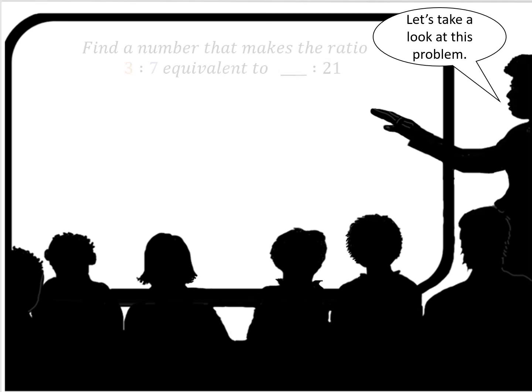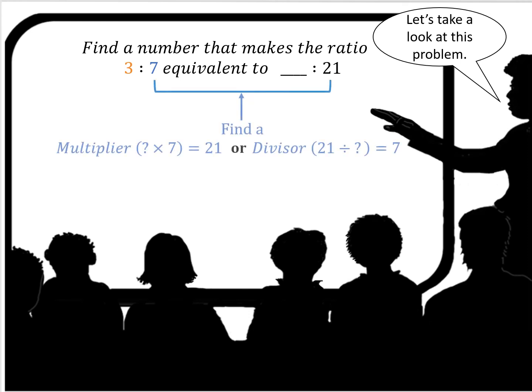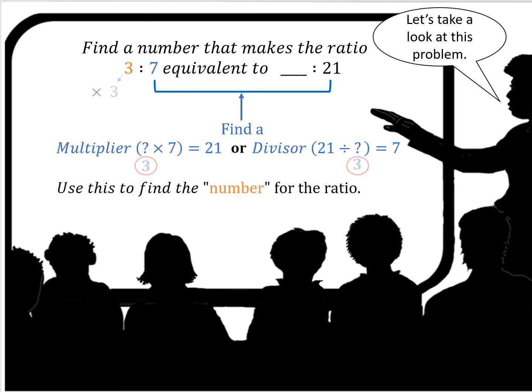Let's take a look at this problem. Find a number that makes the ratio 3 to 7 equivalent to something to 21. Well, when I look at the ratios and I line them up, the 7 aligns with the 21. So I ask myself, what do I multiply 7 by to get 21? Or what do I divide 21 by to get 7? And the answer is 3. So if I use that number 3, 3 times 3 is 9. Therefore, 3 to 7 is equivalent to 9 to 21.